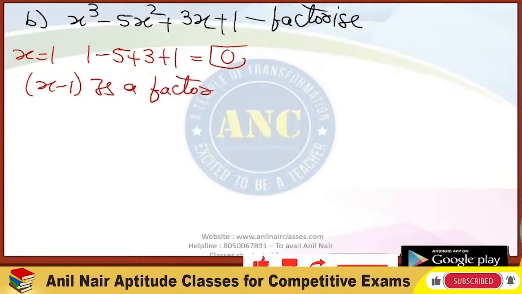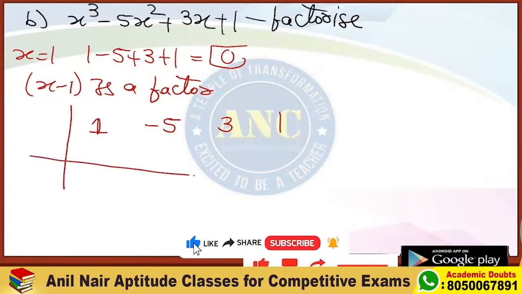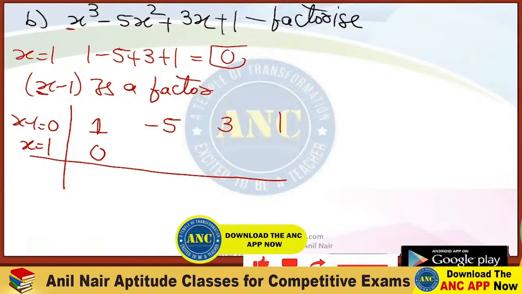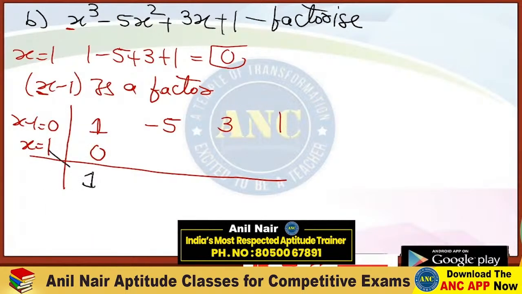If x minus 1 is a factor, write down the coefficients: the coefficient of x cube is 1, then minus 5, 3, and 1. Start with x minus 1 is a factor, equate it with 0, x equals 1. Start with 0. The coefficient of x cube, both are same, 1 plus 0, 1. Cross multiply.